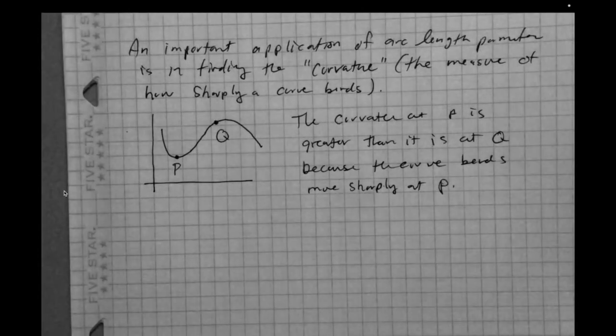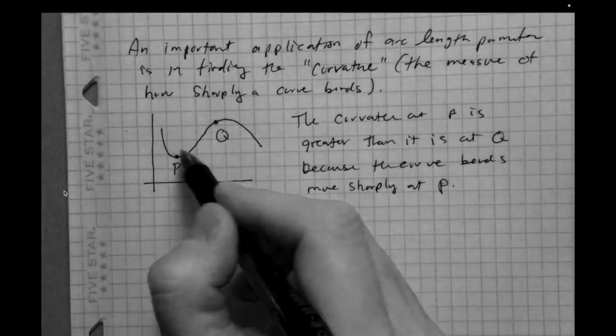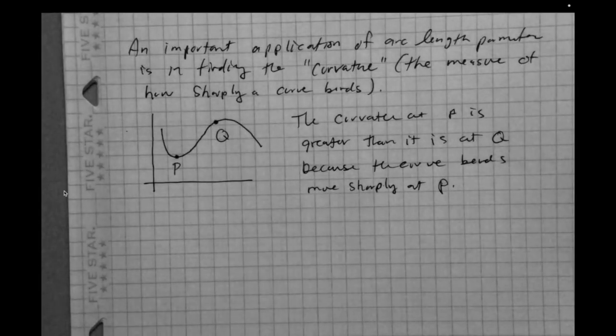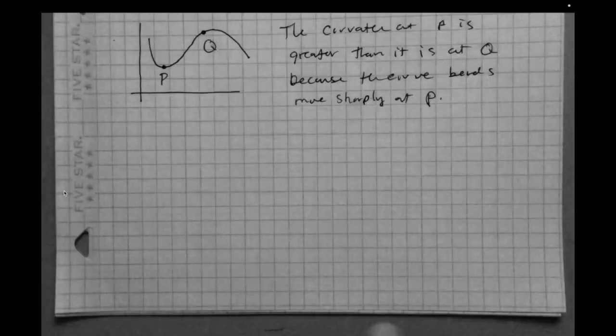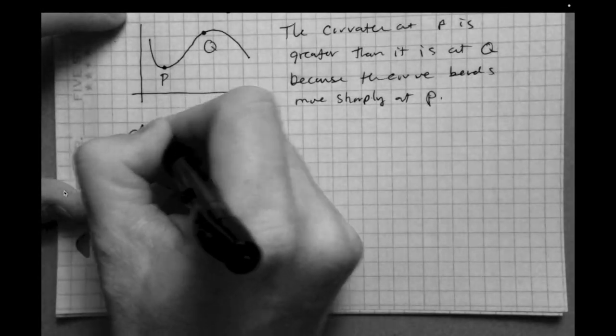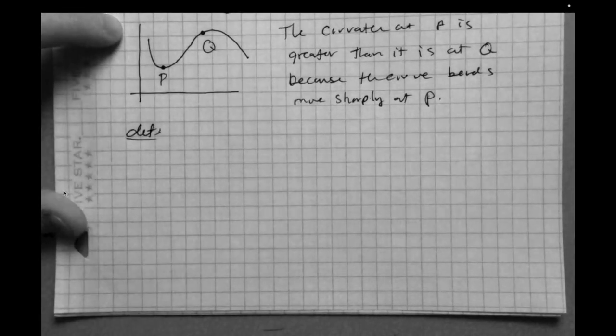You can see that this is a sharper curve, and Q is a more gentle curve. So this is the idea of curvature. Let's define curvature, and we'll see where the arc length parameter comes into play here. So what do we mean by curvature?